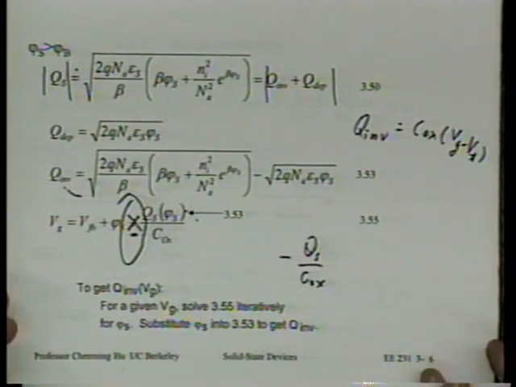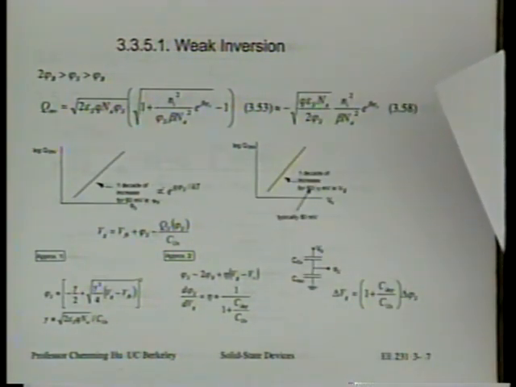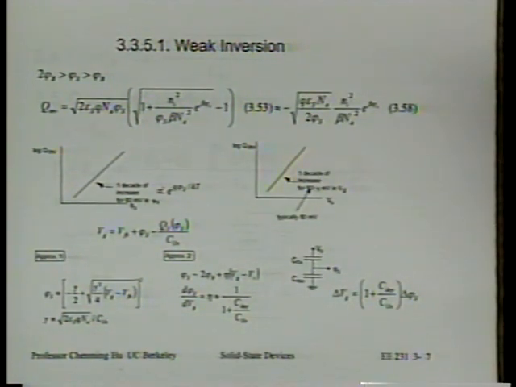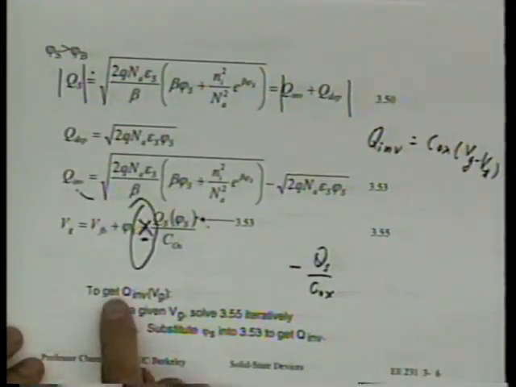analytical solutions to find VG as a function of phi s. Well, one attempt would be something like that. Let's see. No, I take that back. This chapter does not talk about that. Okay, let's just talk about some other approximations. So what I just showed you is one solution. Using iteration, you can get Q inversion as a function of VG.